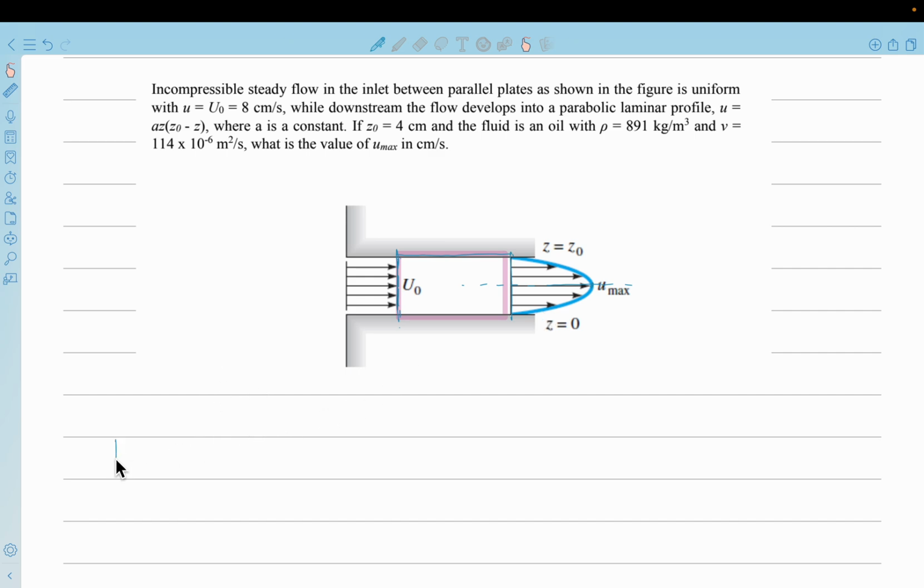Alright, so dm by dt, which is nothing but 0 from the control mass perspective, can be evaluated from the control volume perspective. So this is now my control volume. So ∂/∂t of the integral over the control volume of rho dV, plus the integral of rho v dot dA over the control surface.